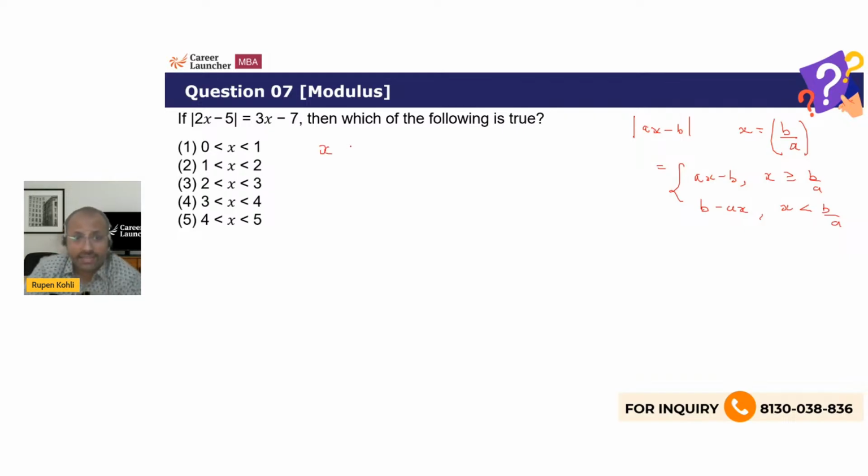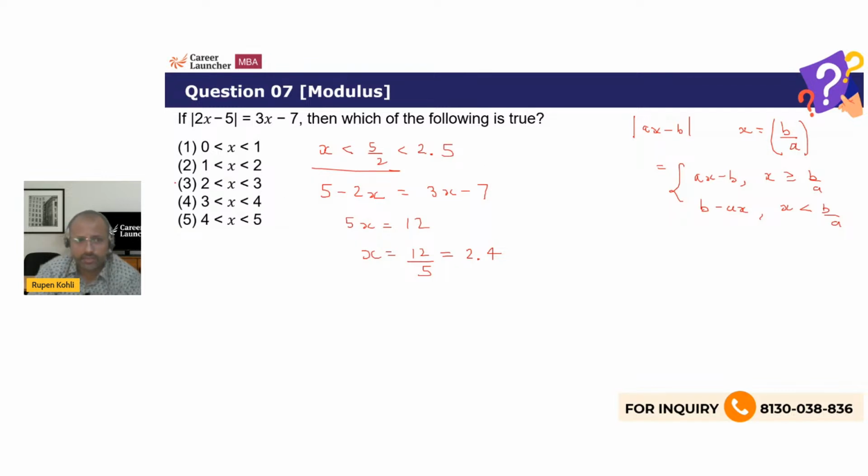For x less than 5 by 2, because that is the breaking point of this modulus term, we get the negative sign. So 5 minus 2x equals 3x minus 7 for x less than 5 by 2. So we are getting 2 plus 3, 5x equals 5 plus 7, which is 12, so x is 12 by 5. 12 by 5 is 2.4. 2.4 is just a shade below your boundary, which is 5 by 2. So this is an acceptable value, and that is the solution.